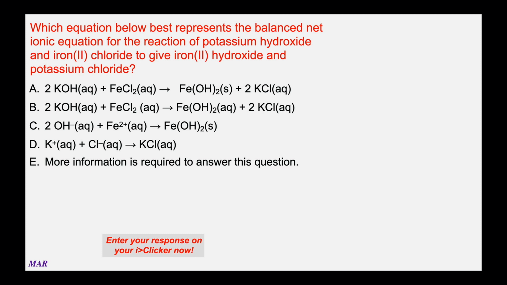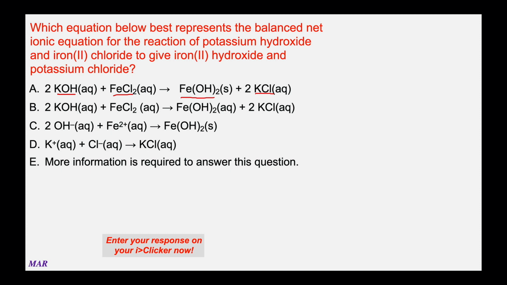Okay, at this point, I'm going to assume you've worked on it, you're ready to check it out, and that's fantastic. All right, so we have to translate a lot of names into formulas. Potassium hydroxide, KOH. Hydroxide's OH⁻, potassium's +1, KOH. Cool. Iron(II) chloride. Chloride's always -1. Iron(II) means iron +2. So you're going to need two -1 Cl's to balance that Fe²⁺: FeCl₂. It gives iron(II) hydroxide, so iron +2 and OH⁻ makes Fe(OH)₂, and potassium chloride, K⁺ Cl⁻, KCl.